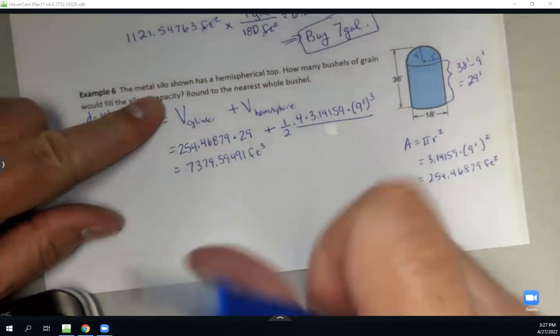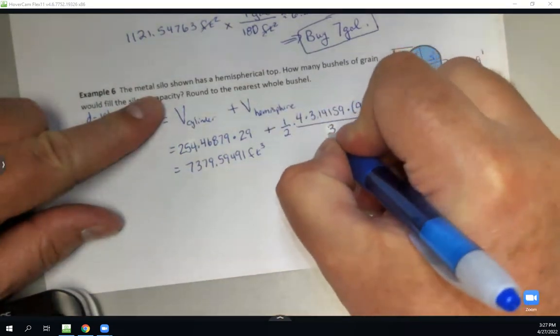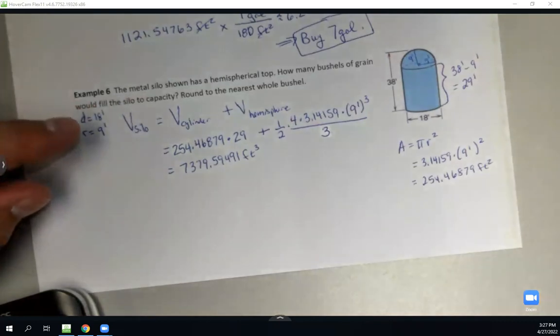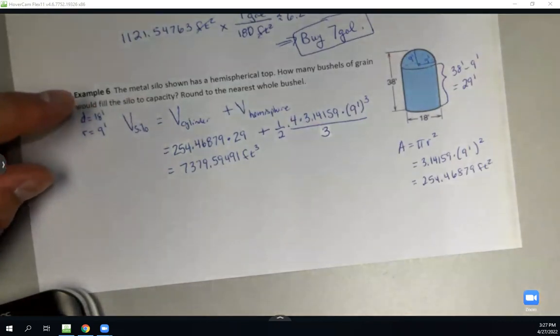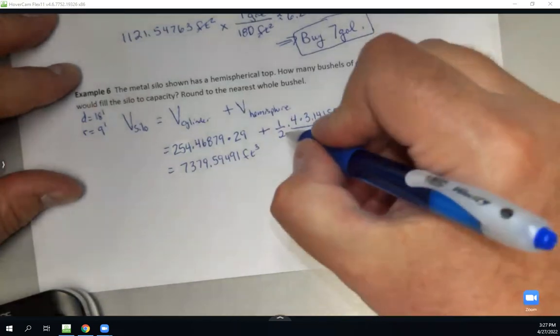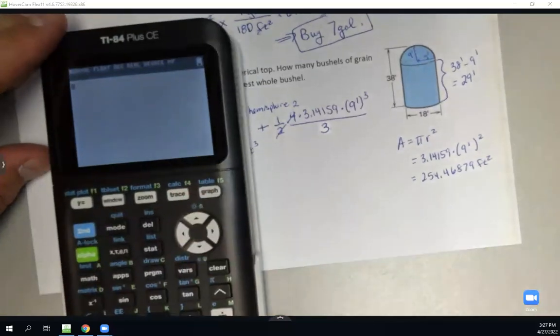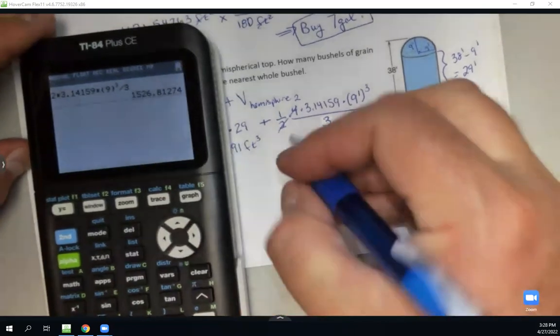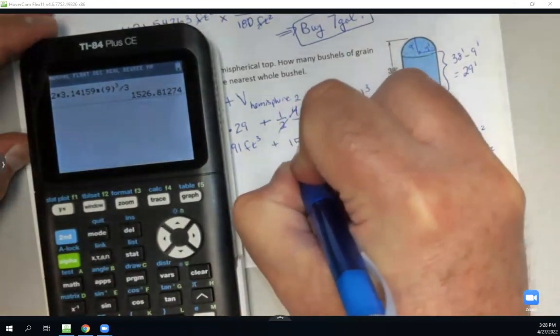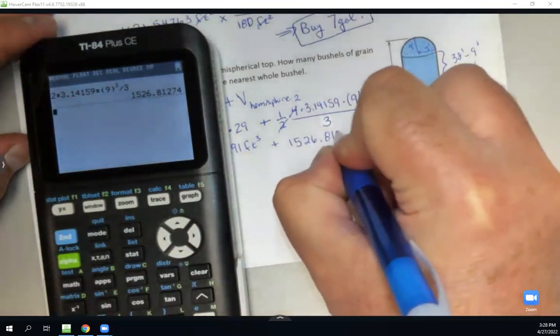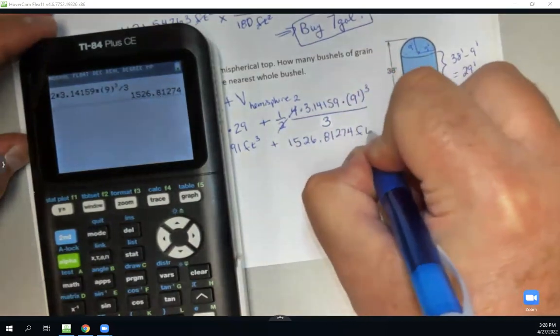It's 6 if I'm using the diameter, but I don't have the 4 if I'm using the diameter. We okay with that? Okay. So again, the 2 and the 4 is going to cancel. So I really have 2 times 3.14159 times 9 cubed, and then that all gets divided by 3. So that is 1,526.81274 cubic feet.